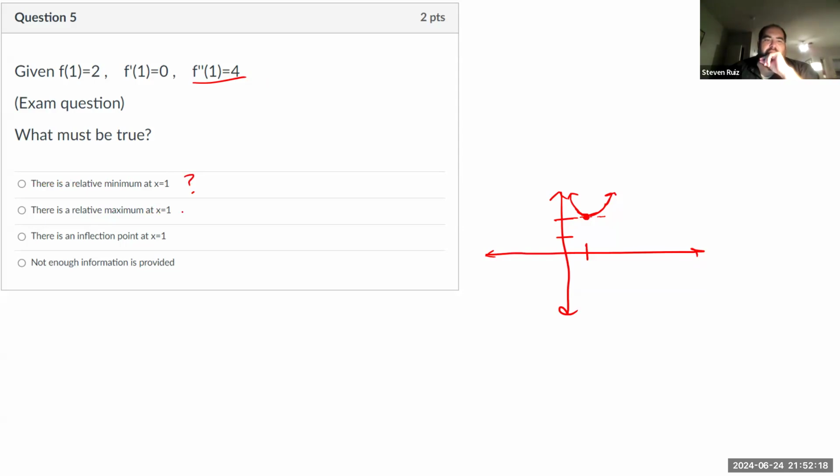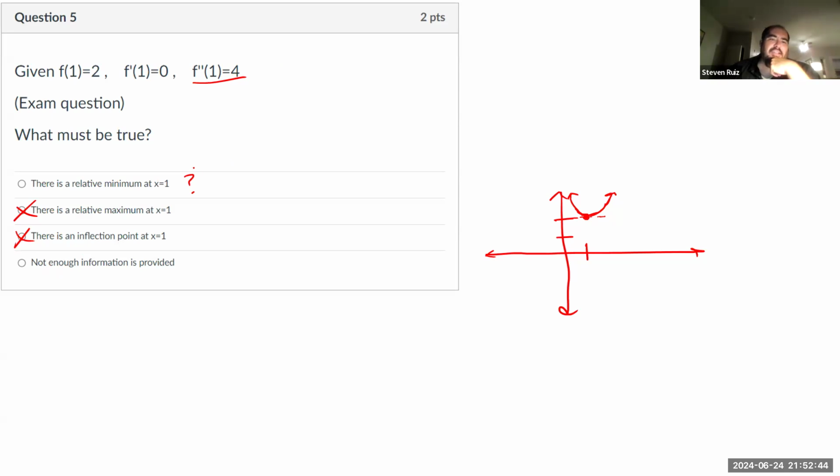There's a relative maximum at x equals 1. I don't think that's possible because the concavity wouldn't make any sense. There is an inflection point at x equals 1. That's impossible because inflection points happen where the concavity changes. If the concavity is positive at this point, it can't be changing. It has to be either 0 or it has to not exist. Not enough information is provided.